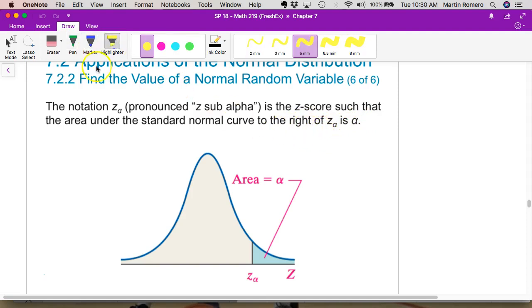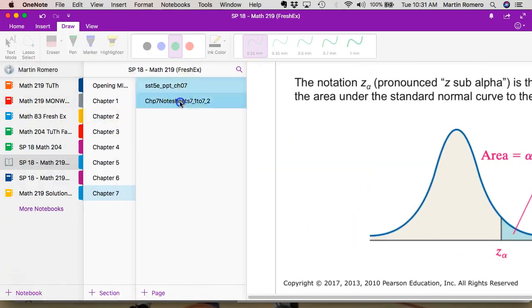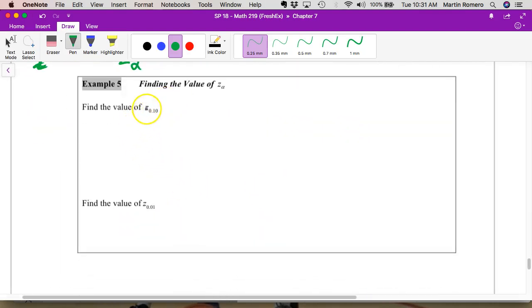You want to copy that down into your notes. All you're copying down is: what's the z-score such that the area under the standard normal curve to the right of the z value is alpha? Let's look at what that means. There's a picture of it. There's alpha as your area. We're just using that as a variable. Alpha stands for area. Let's do an example. When it says find z sub 0.10 in this problem, that means your alpha is 0.10.